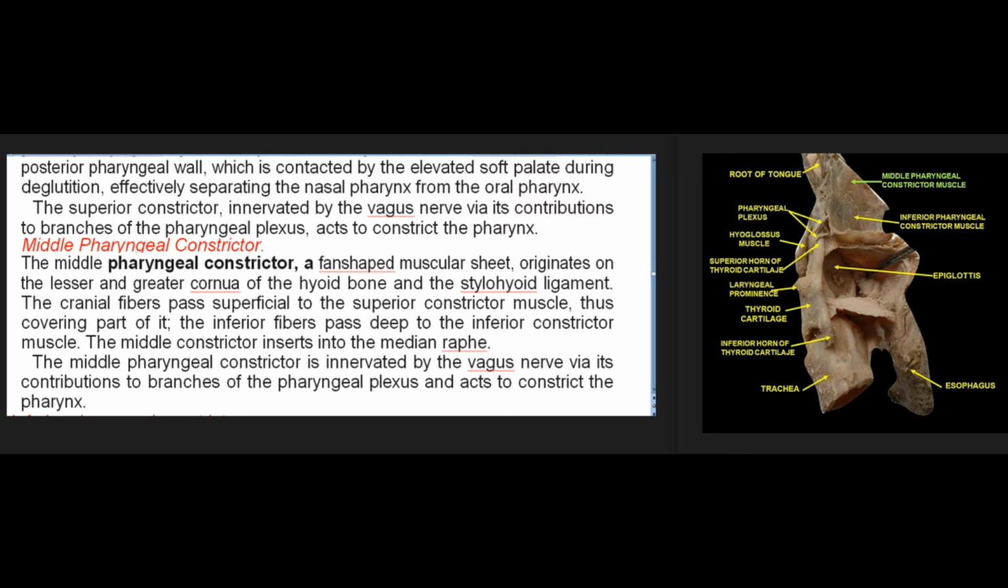the pharynx. Middle pharyngeal constrictor. The middle pharyngeal constrictor, a fan-shaped muscular sheet, originates on the lesser and greater cornua of the hyoid bone and the stylohyoid ligament. The cranial fibers pass superficial to the superior constrictor muscle, thus covering part of it. The inferior fibers pass deep to the inferior constrictor muscle. The middle constrictor inserts into the median raphe. The middle pharyngeal constrictor is innervated by the vagus nerve via its contributions to branches of the pharyngeal plexus and acts to constrict the pharynx.